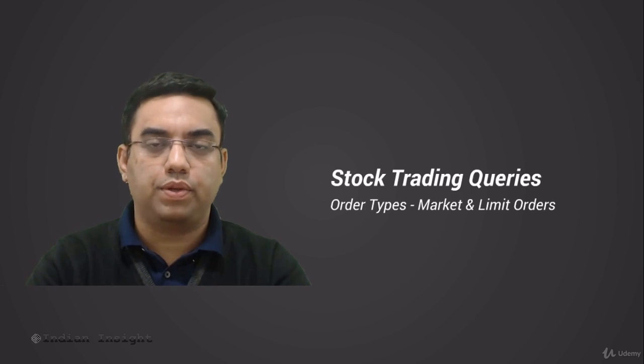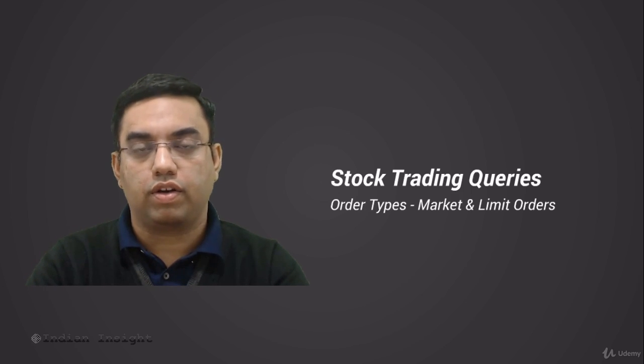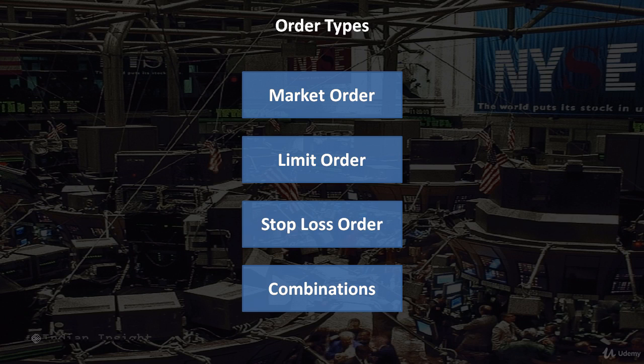Welcome back. In this video, we are going to look at the different common order types available to you. Some of the basic order types include the market order, the limit order, the stop loss order, and combination orders like the stop loss limit and stop loss market orders.